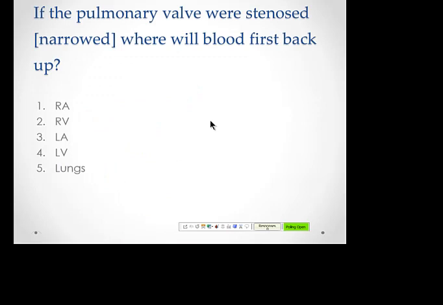Okay, now think of this question. So this was everything going normally. But remember, I said it's like a plumbing system. So if one of the valves was narrowed or enlarged, things would go wrong. So here I'm giving you an example. Imagine if the pulmonary valve was narrowed, where would blood back up? Which part would now have more blood than it should normally have? So that's why knowing the cardiac cycle is very important, and we went over that. So think of the cardiac cycle and answer this question.